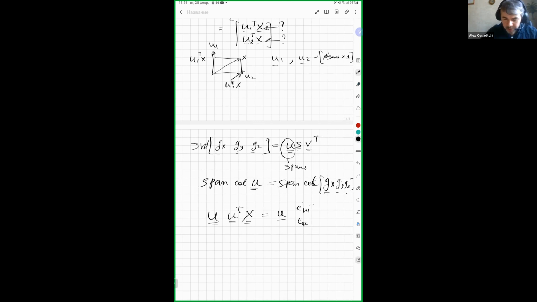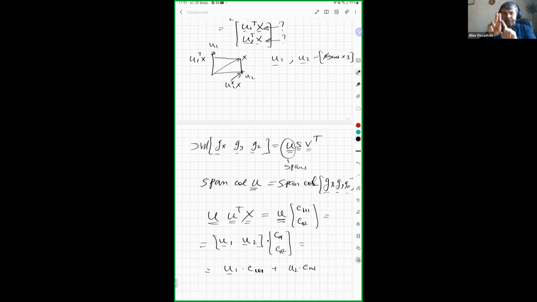These are just scalars, just numbers, and U is a matrix, right? Because we have two of them, you have U1, U2, multiplied by CU1 and CU2. These are just the coordinates of this vector X in the coordinate system defined by U1 and U2, and you get U1 times coordinate CU1 plus U2 times coordinate CU2.